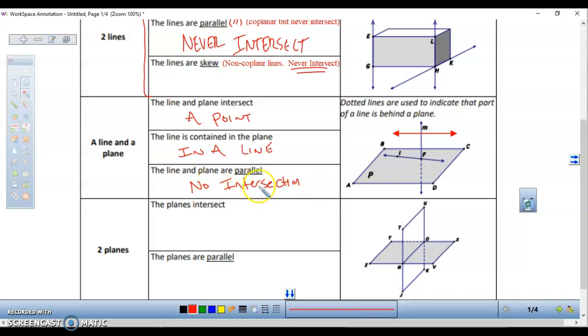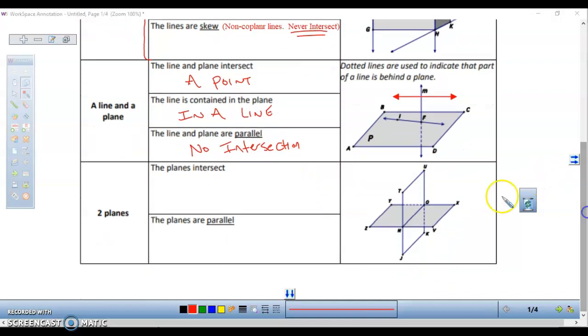That's what parallel means for a line and a plane that will never intersect. And the last example here is two planes. So I have two planes, and these two planes, plane TUO, is intersecting plane YZ.